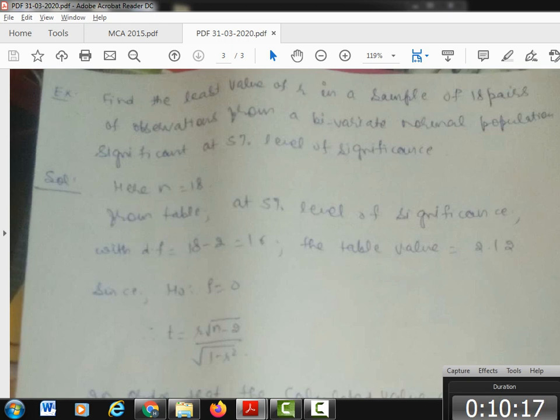The question is, you can read the statement: find the least value of r. You have to tell the value of r, that is, the correlation coefficient in the sample.